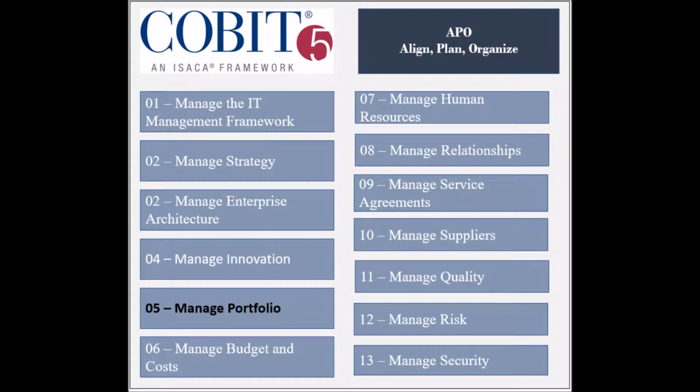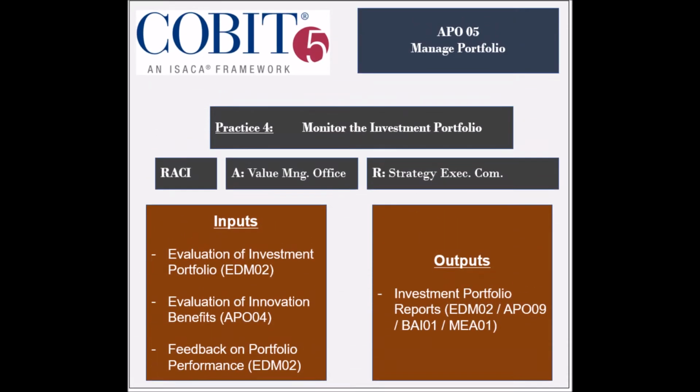The fifth process of the Align, Plan and Organize domain, called Manage Portfolio, has 6 practices. The fourth practice is to monitor and optimize the investment portfolio performance. From a RACI charts perspective, the entity that is responsible for this practice is the Strategy Executive Committee, and the entity that is held accountable is the Value Management Office.